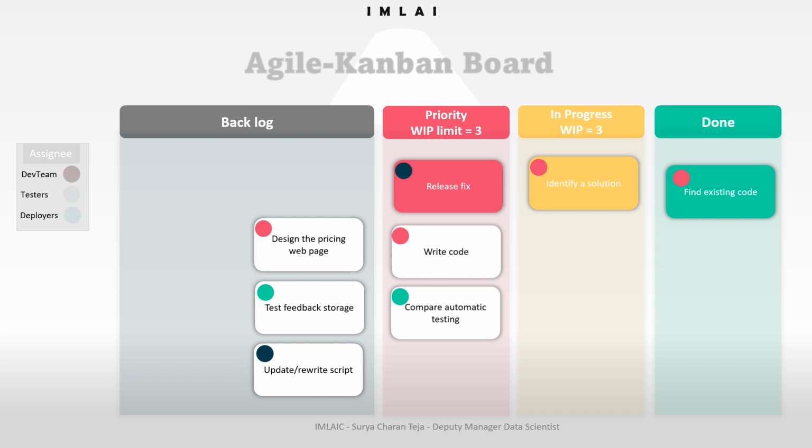Like that, each team has to prioritize their task, and once the priority moves into the in progress, then another task can come into the priority section. That's how once the task in progress is completed completely, then it will move into the done section. That's how they make sure that each task is completed.